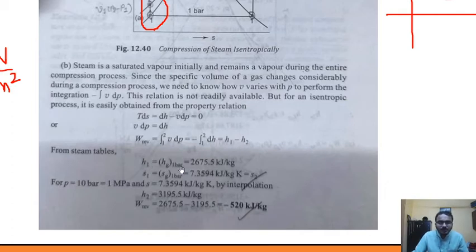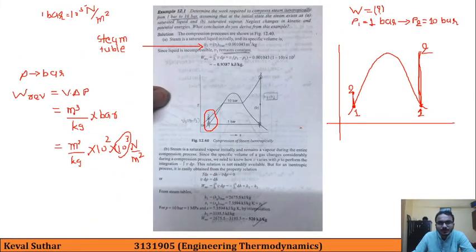Now H1 value will be obtained from the steam table, as well as S1, and we can also obtain the value of H2 from interpolation. Now what is the meaning of this? Here H1 and S1 are available, and S1 will be equal to S2. Based on this, we can say that we are now aware of S2 and we are aware of P2.